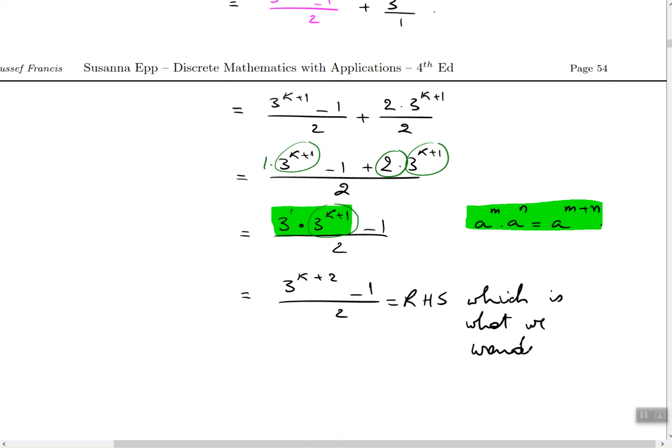And so by induction, the problem is finished. QED.